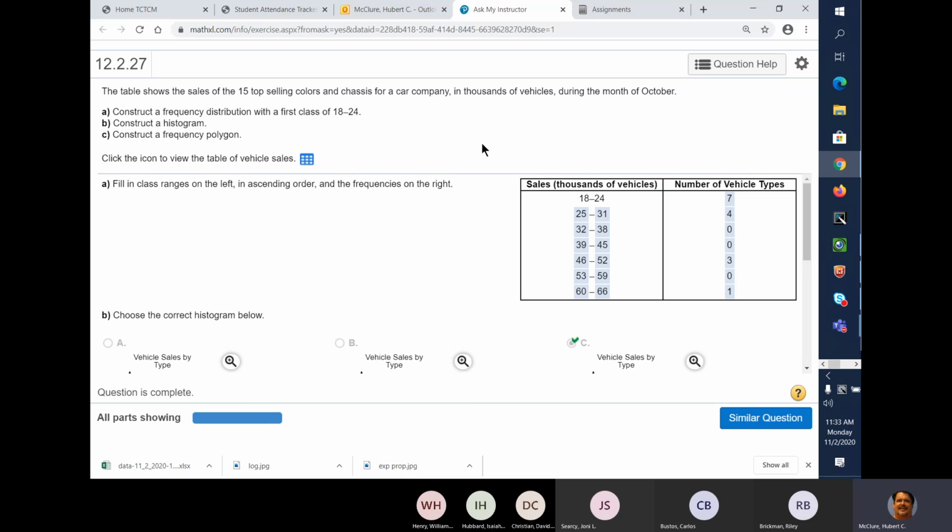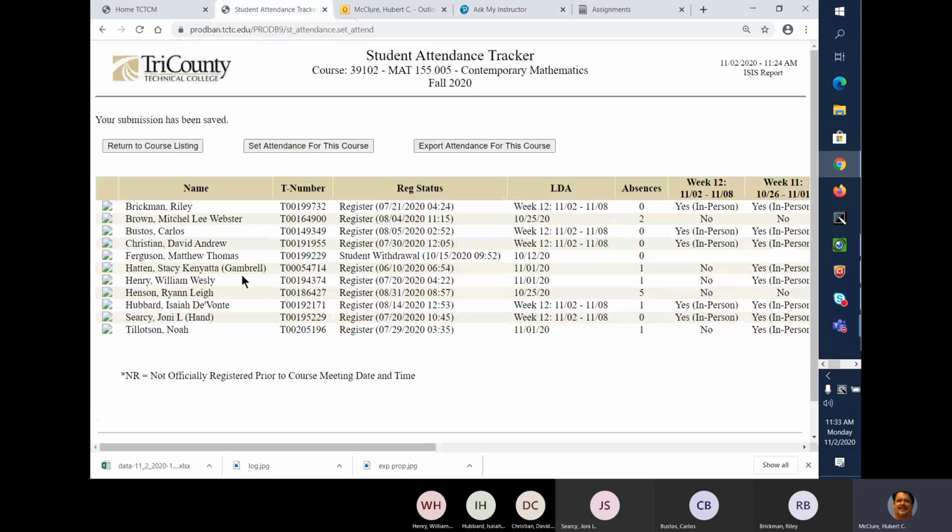Everybody good on that one? Yep. Oh, we pick up somebody else? Looks like we picked up somebody. Mr. Henry, did we pick up Mr. Henry? Yep, we sure did.